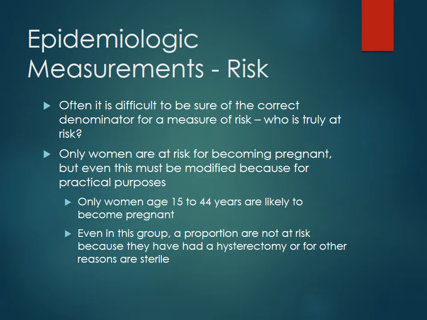So often it's going to be difficult to be sure of the correct denominator for a measure of risk. Again, who is truly at risk for an event occurring? If we're talking about the population of women who may be at risk for becoming pregnant, it has to be modified for practical purposes. As you might imagine, if you were looking at patients who are at risk for becoming pregnant, who do you want to rule out immediately?